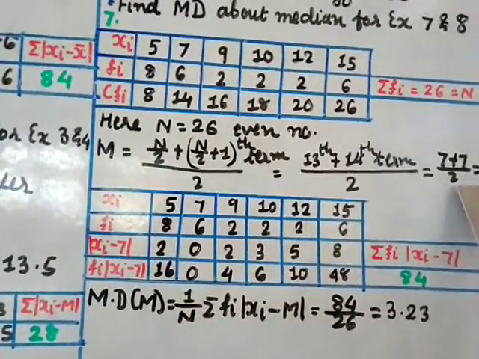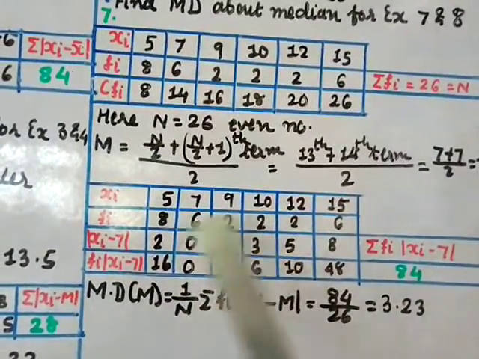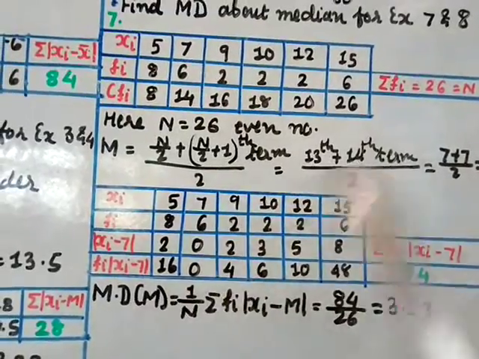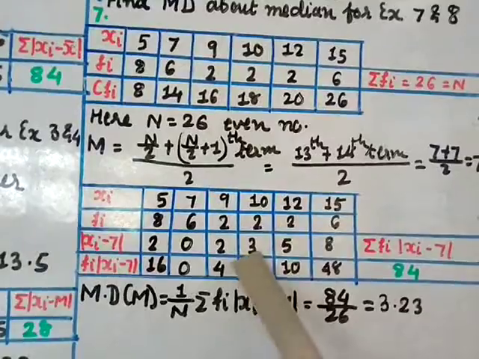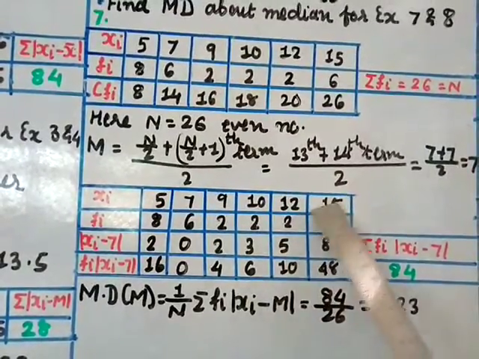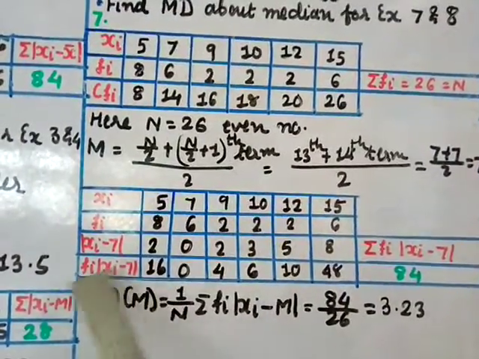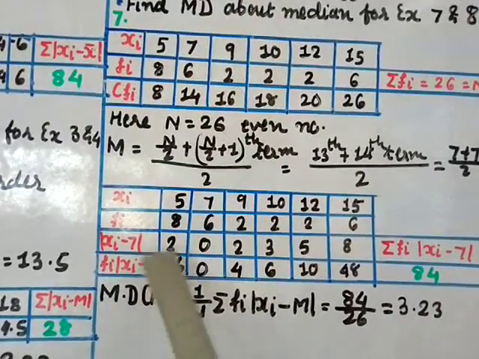So 5 minus 7, you have to take modulus, that means positive value. So 5 minus 7 is 2, 7 minus 7 is 0, 9 minus 7 is 2, 10 minus 7 is 3, 12 minus 7 is 5, 15 minus 7 is 8. And next is fi into modulus of xi minus 7. So product of these two.